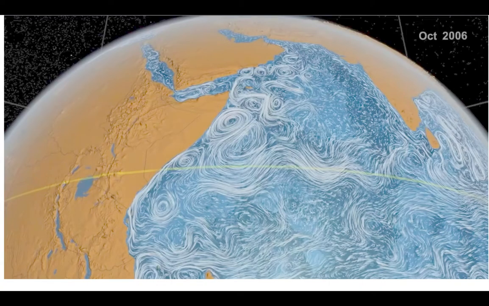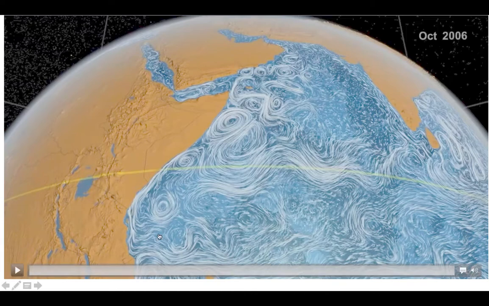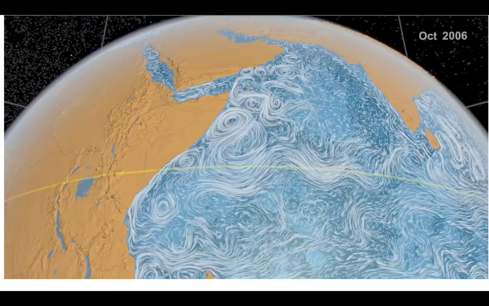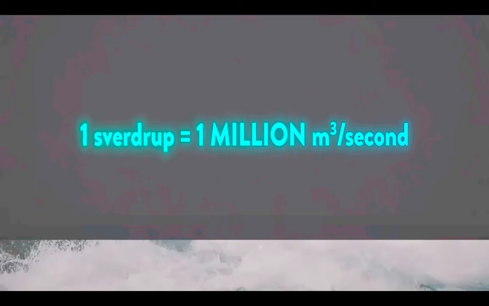Now during the movement of this water, suppose the Gulf Stream is moving from the Florida region towards Europe. It is basically displacing lots of warm water to the European region, and in this way it is warming it up in the winters. Okay, so for the amount of water which is moving, we use this unit. 1 Sverdrup is a unit to measure the amount of water displaced by the current, and 1 Sverdrup is equal to 1 million meter cube per second.